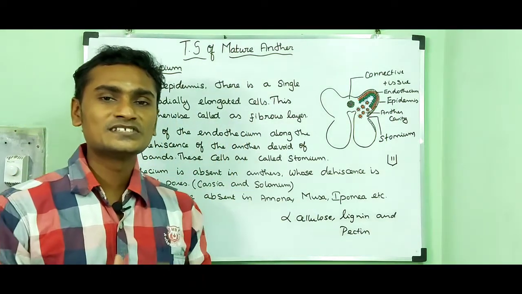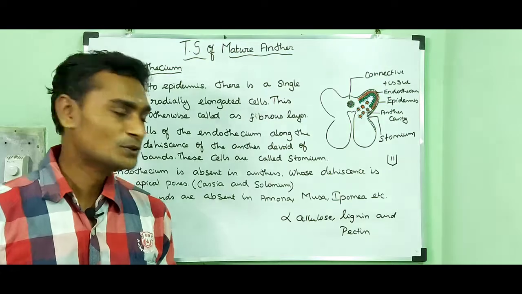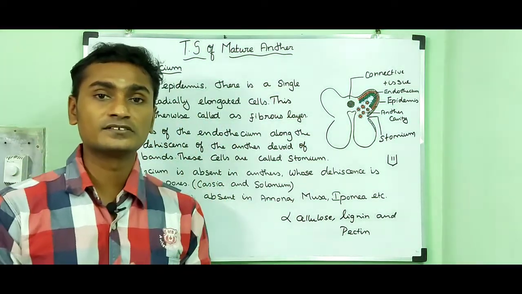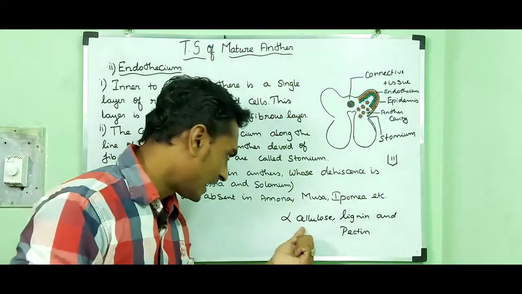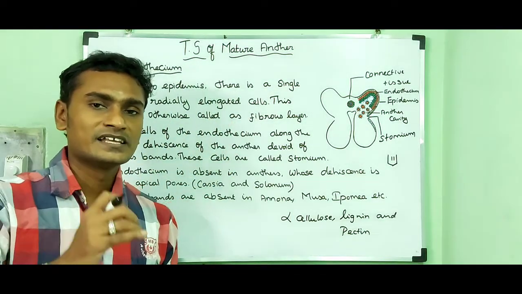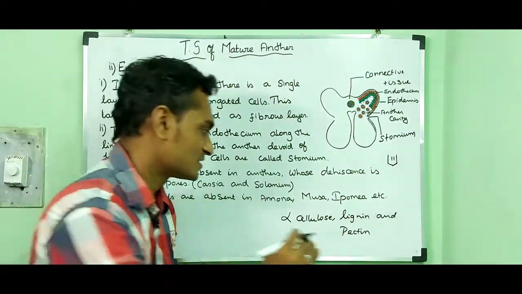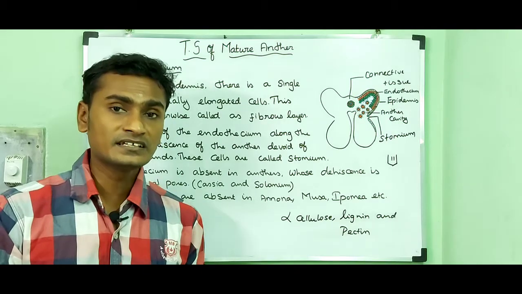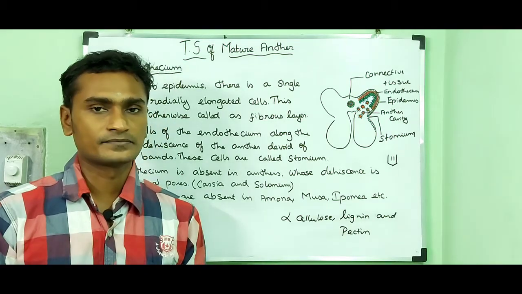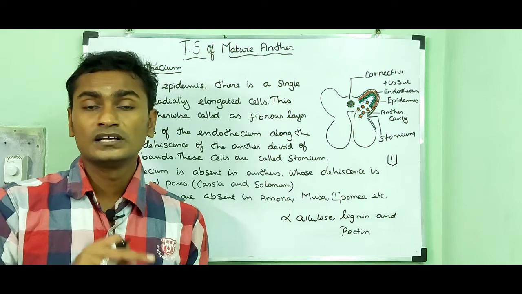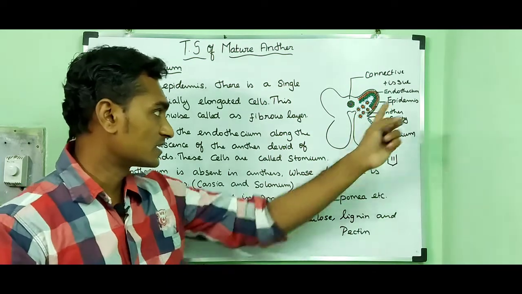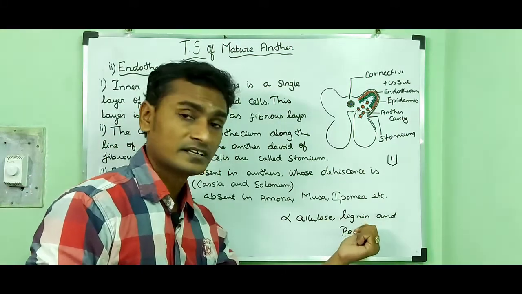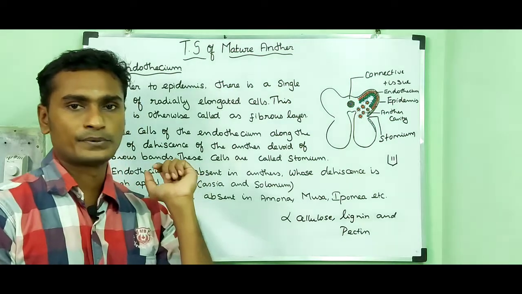Then this endothelium layer is thick due to the presence of alpha cellulose, and this layer is a dead layer due to the deposition of lignin and pectin. While in the case of epidermis, it is a thin and living layer. Right? In epidermis we saw it is living and thin. In the case of endothelium, it is thick due to alpha cellulose, and they are dead due to the presence of lignin and pectin.